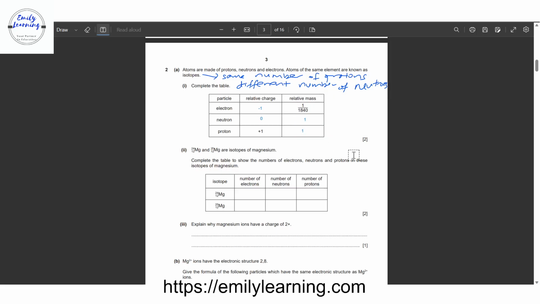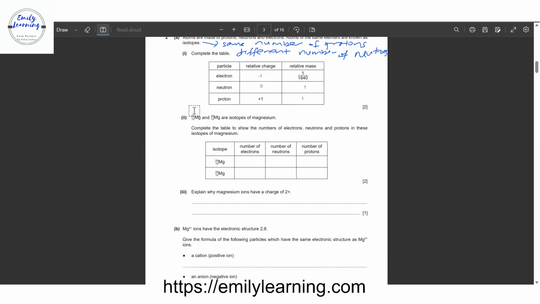Whenever we compare mass, we compare the mass of protons or neutrons to 1/12 the mass of one atom of carbon-12. So just remember that the relative mass of a neutron and a proton is 1. All right. Next, let's move on to part 2.